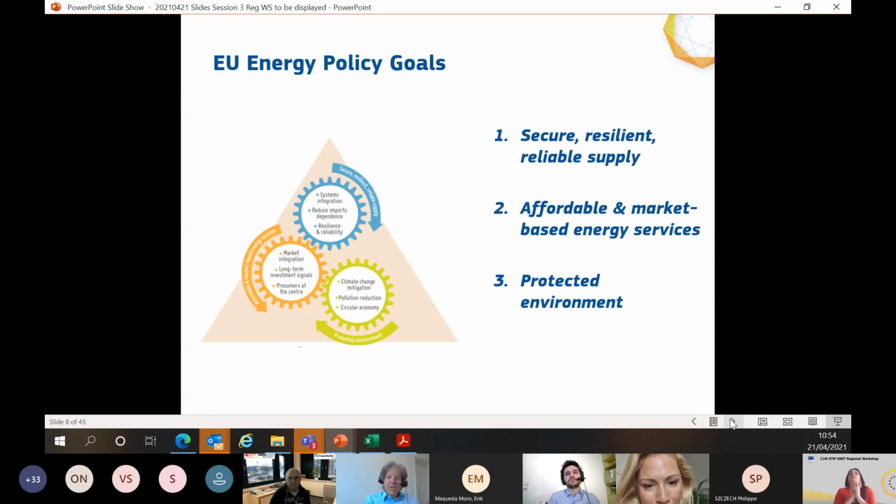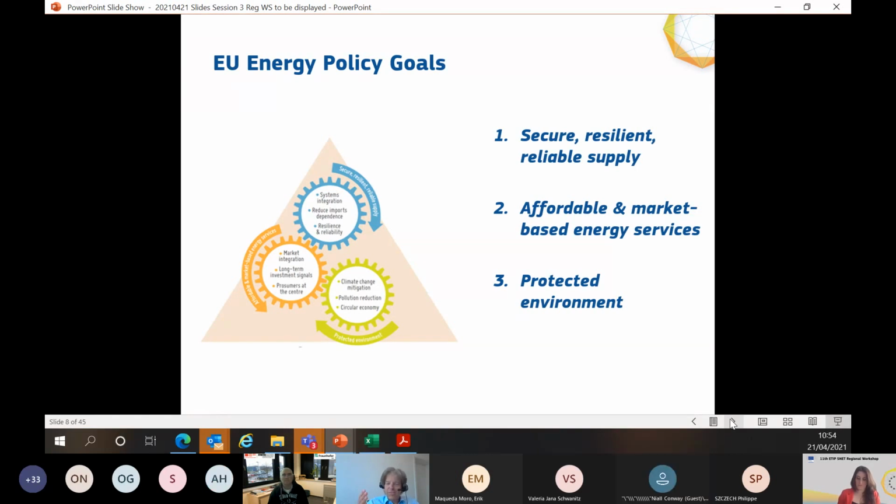Let's go on. Let's not forget, when we talk about digitalization in this session number 3, we don't have digitalization per se as a goal, but we want to support the European Union energy policy goals, which are threefold: secure, resilient, reliable energy supply, affordable and market-based energy services, so we should look at the monetary aspect, and third, equally important, the protected environment. You see in the graph details like climate change, pollution reduction, market integration, prosumers at the center, and systems integration. So let's always talk about digitalization in this context.